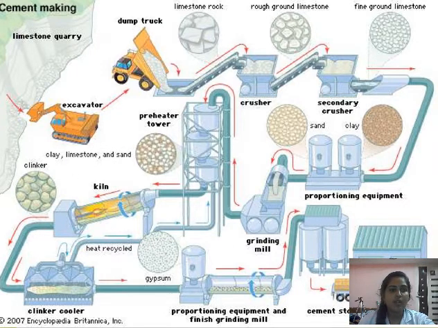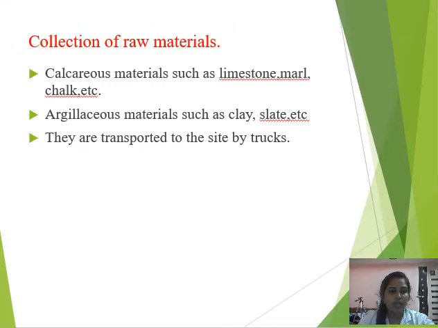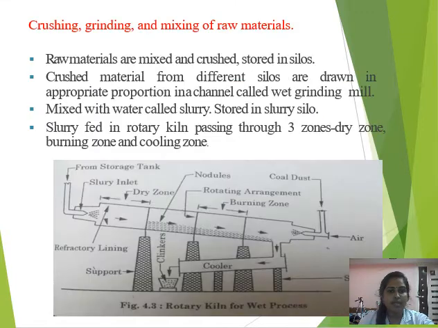So this is about the wet process. What I told you is the collection of raw materials. The raw materials are collected and stored in silos. In the kiln, the slurry passes through three zones: the drying zone, the burning zone, and the cooling zone.